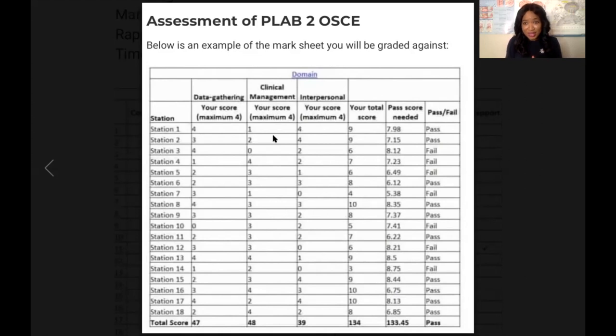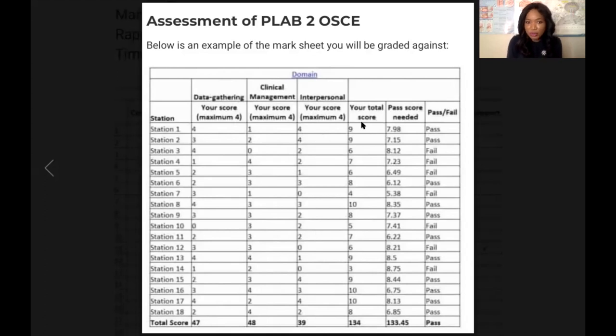But you should understand, and I will show you in the three score sheets, from the PLAB2 to the NAC OSCE to the QE2 to the CS, that interpersonal skills and communication skills are just as important. They carry the same weight as your data gathering skills. So now this is someone that scored a 4 in data gathering, scored a 1 in management and scored a 4 in interpersonal skills, and he got a 9.